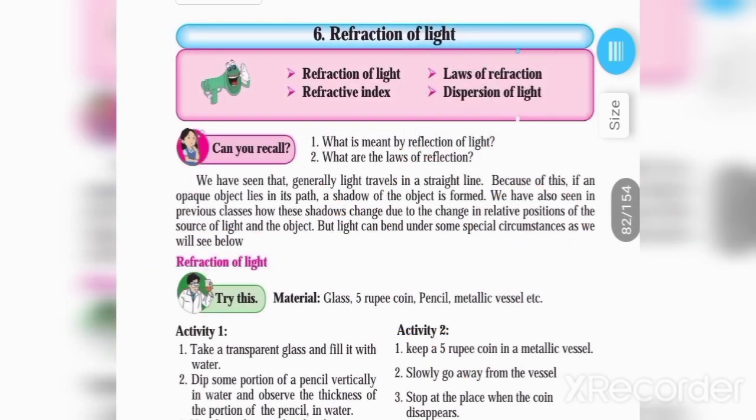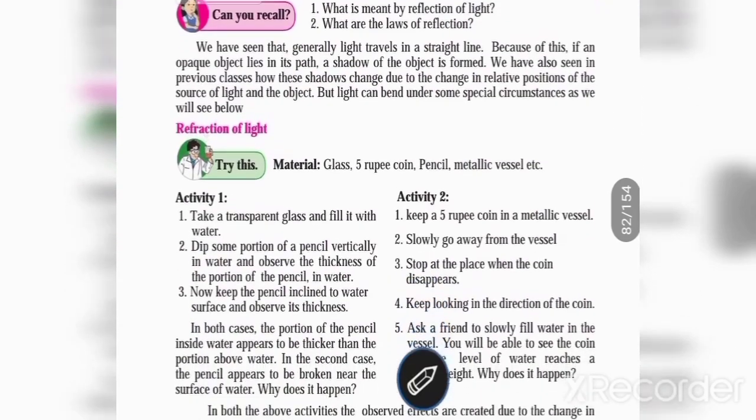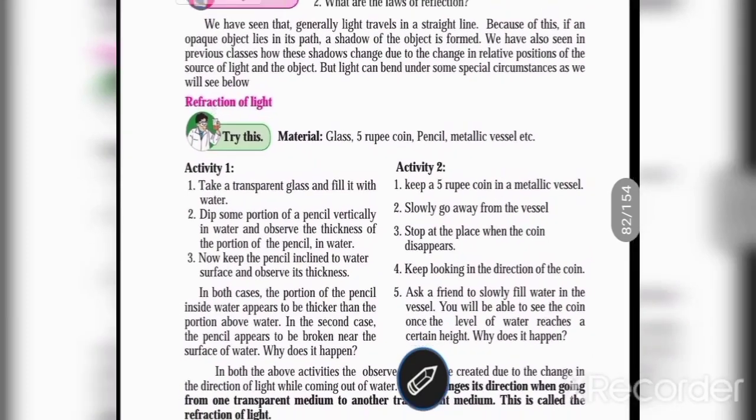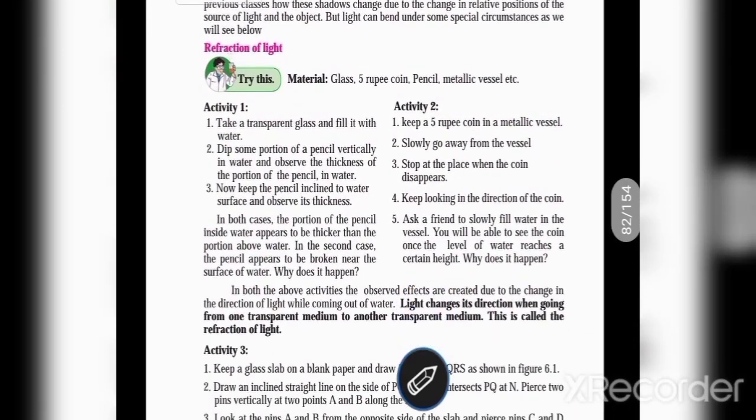Okay, there are two important activities given, the first activity and the second activity. These activities are also very important. Okay, for the first activity, the materials are given. Which materials are used? Glass, 5 rupee coin, pencil, metallic vessel, etc. Those are the materials for refraction of light.